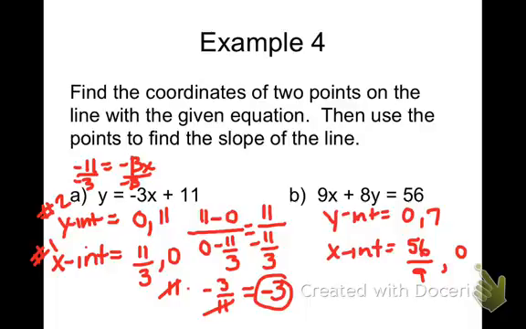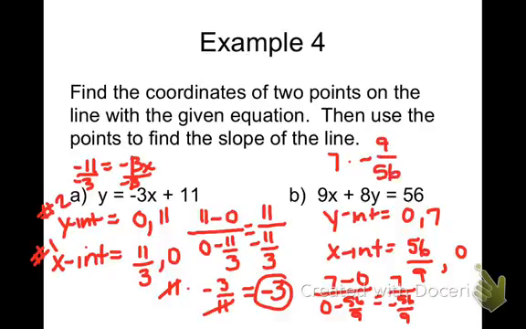So if we're going to do the change in y, we have 7 minus 0 over the change in x, 0 minus the 56 over 9. We get 7 divided by a negative 56 over 9. I'm going to go up here, 7 times a negative 9 over 56. I can simplify with these two numbers. That's going to be 1. That's going to be 8. So my slope is going to be a negative 9 over 8.